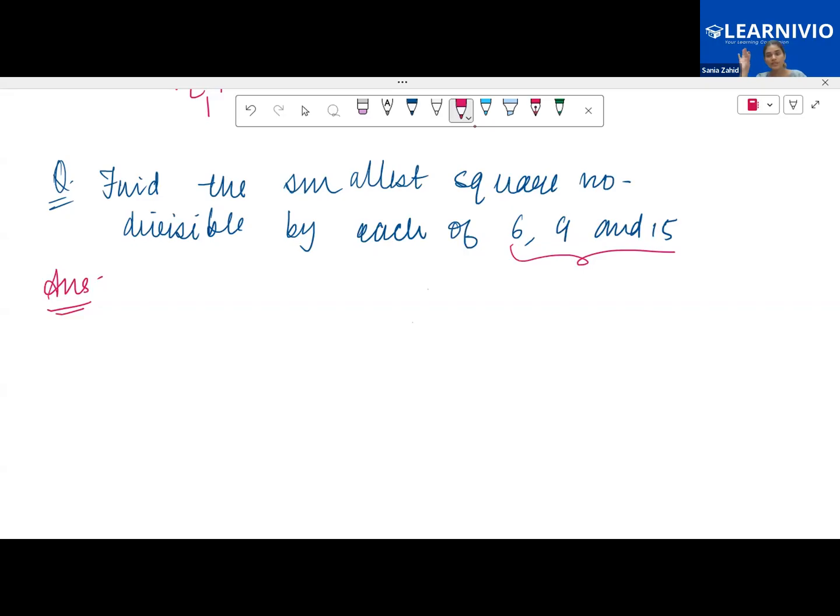See, what are square numbers? 25 is also a square number. 16 is a square number. 36 is a square number. 49 is a square number. Right? All these are square numbers. So tell me the smallest square number which is divisible by each of the following numbers. Okay, so do you understand what the question is? Yes, ma'am.